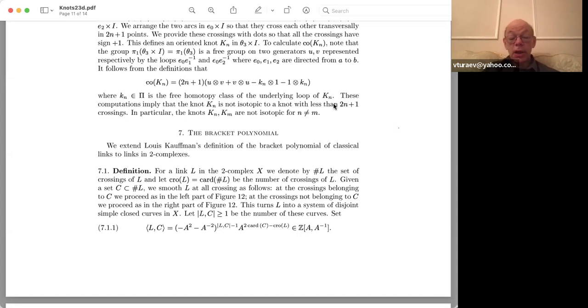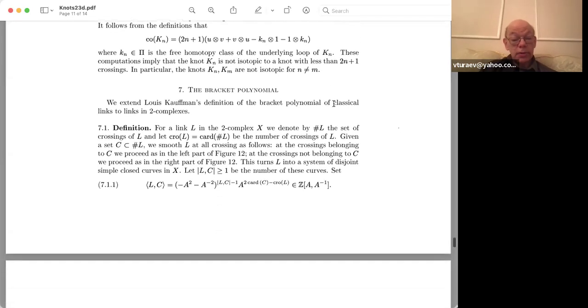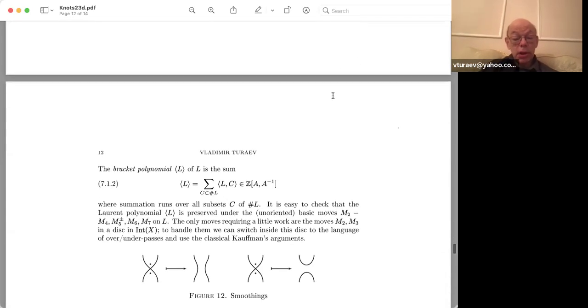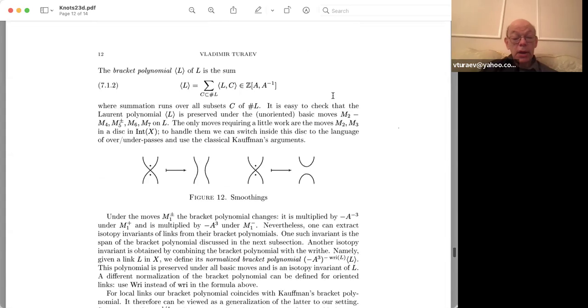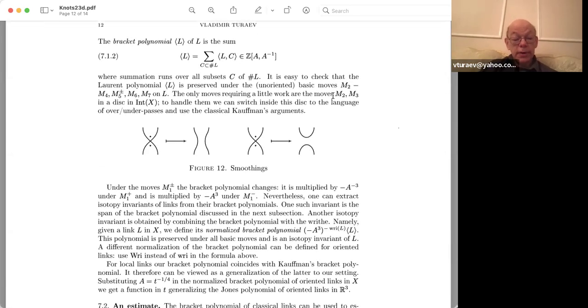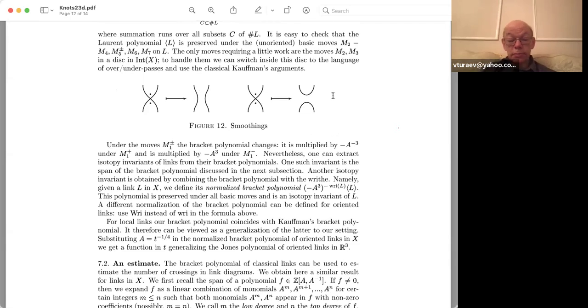And in all other crossings, we resolve so that locally the two dots don't meet, remaining in different places. And then we sum up over all possible ways to choose this set C. So we get the bracket polynomial. Here you can see these possible smoothings, and there are coefficients. So we get a bracket polynomial which is not normalized.